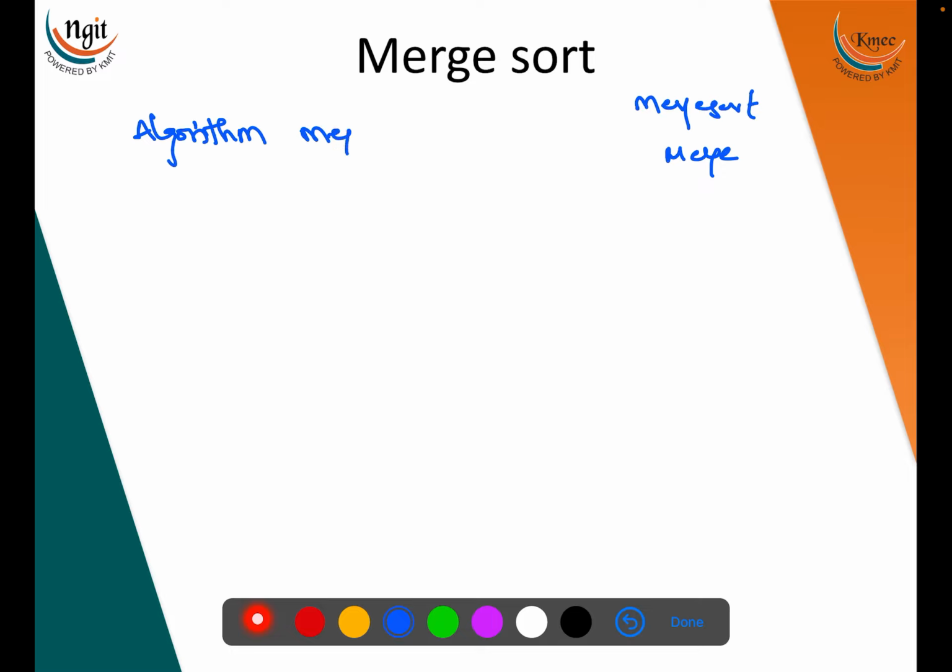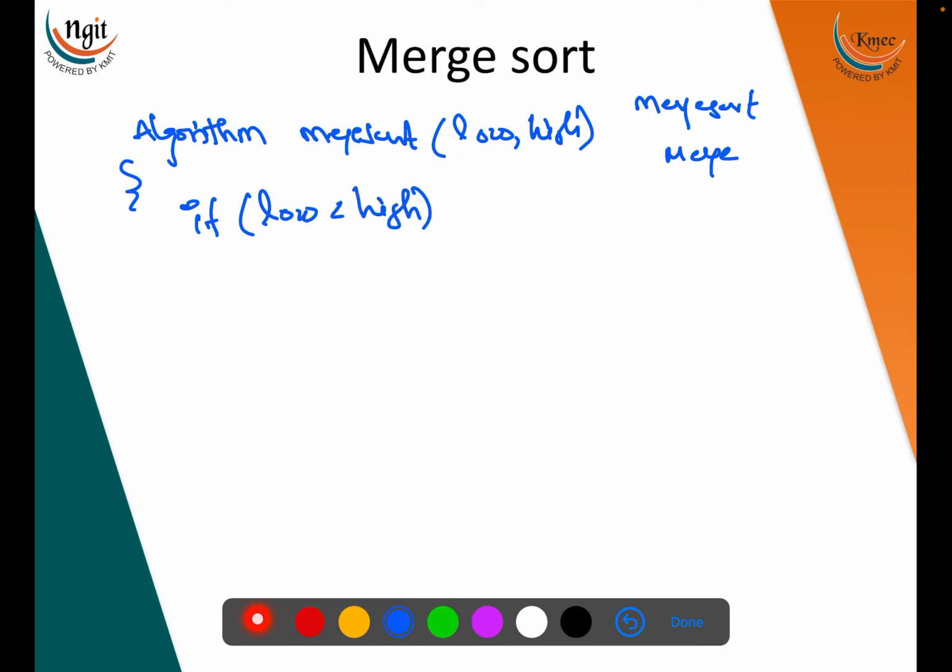So I am taking a function of merge sort, where my function will take two parameters, low comma high. Now if low is less than high, that means I don't have a single problem. My n value is not 1, it is greater than 1. So find out the middle element to divide your problem into subproblems: low plus high by 2.